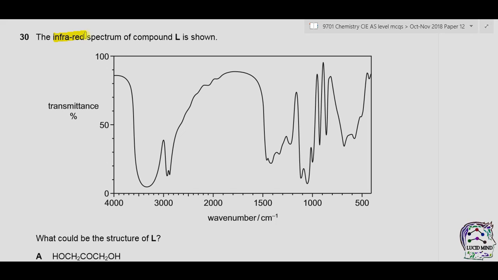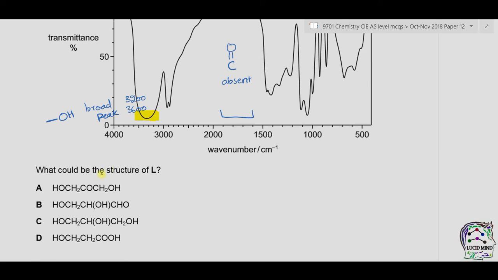Question 30. The IR spectrum of compound L is shown. We can see a broad peak between 3200 to 3600. This is because of the presence of an alcohol functional group. And here we can see that the carbonyl peak is absent. It means it is not an aldehyde or ketone or carboxylic acid or ester. Let's find out the structure.